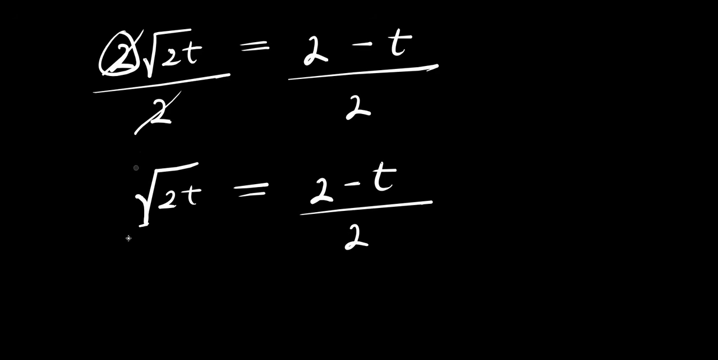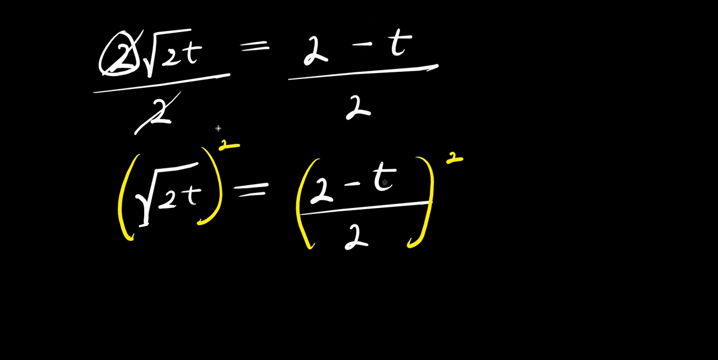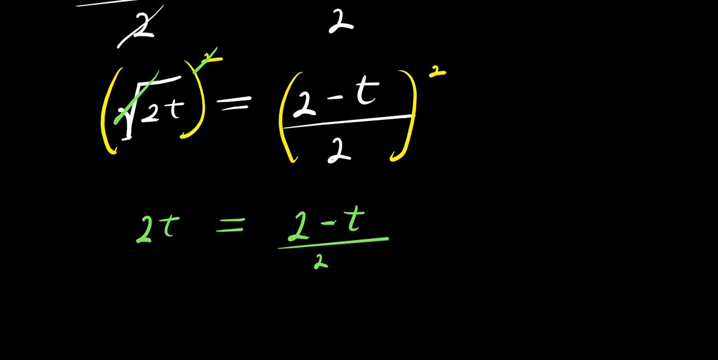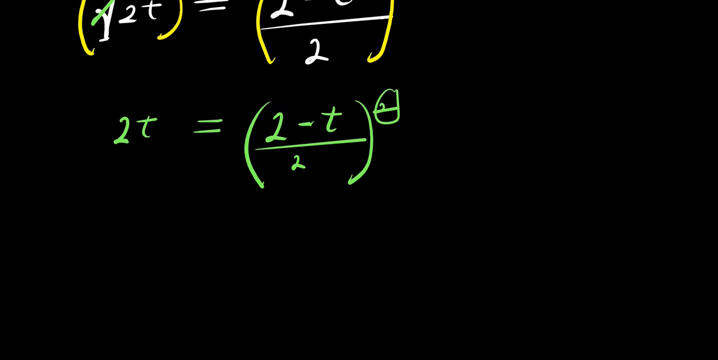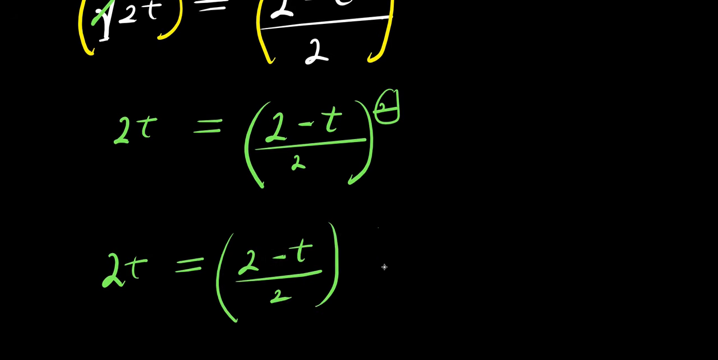Now at this point, there is a square root here. So what I can do will be to take the squares of this again. So what happens here is that this cancels this. I have 2t equals 2 minus t divided by 2, and this is raised to the power of 2. So let's take the squares of this. That means we are simply going to have 2t equals 2 minus t divided by 2 times 2 minus t divided by 2.